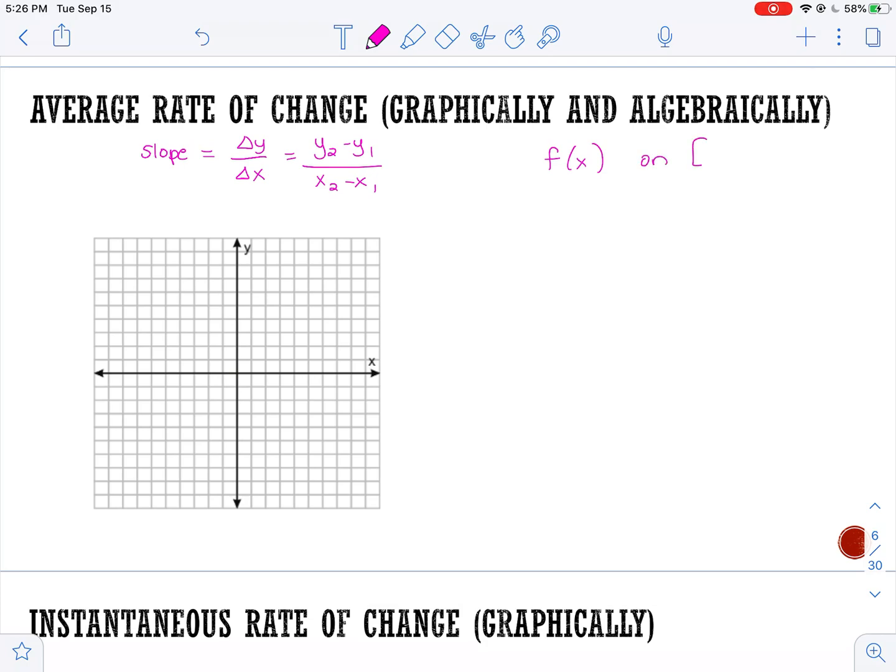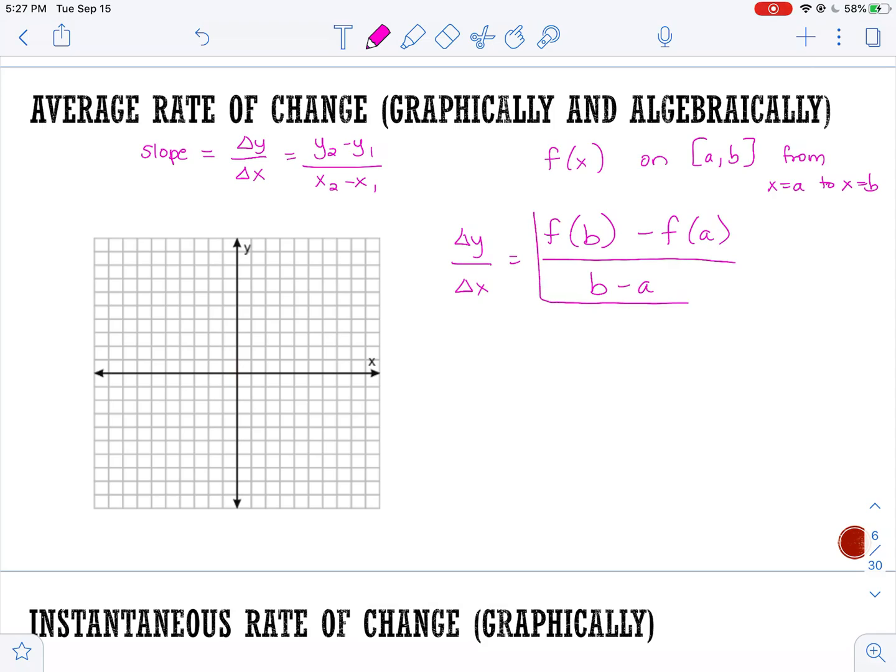So if we want to find the average rate of change of f of x on the interval from a to b, and remember that's from x equals a to x equals b, what we would need to do is find the change in the y values. Well, to find the y values, you would plug in b and you would plug in a. So that would be f at b minus f at a, and the change in the x values would be b minus a. So this is your change in y over your change in x in function form.